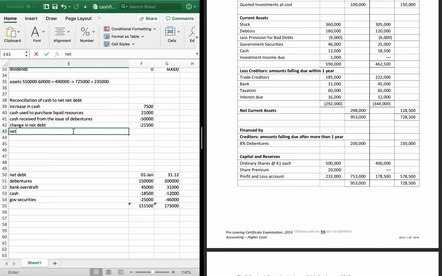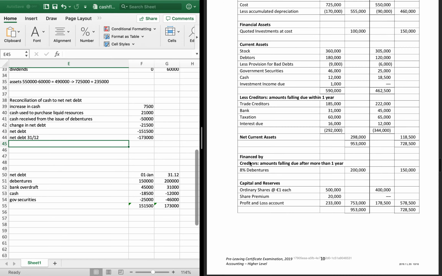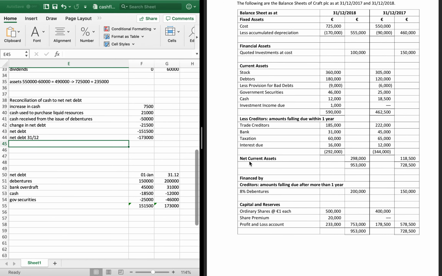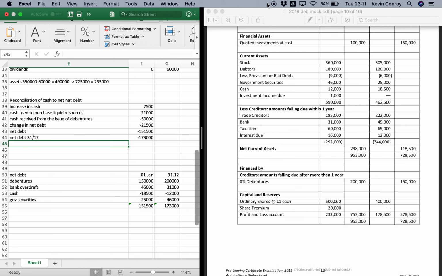Anyway, your net debt at the start of the year is 151,500 or minus 151,500. Your answer will be a minus. If you do the two together, your net debt at the end of the year should be the same, 173. It is. So that's the non-theory part of that done. Hopefully that's of some use to you. Actually, it's quite a straightforward cash flow statement. It wasn't one of the harder ones, but hopefully it went alright for you. We'll see you in class.